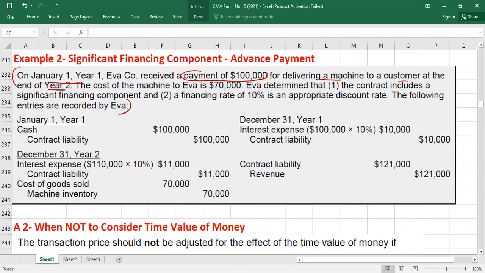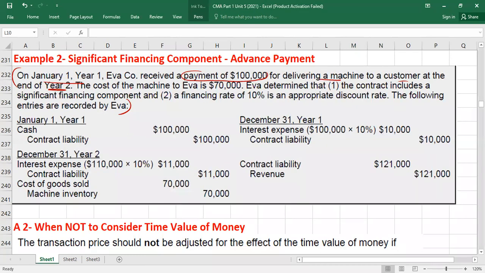So it means the duration difference between receiving the money and delivering the item is more than 1 year. Actually, it is 2 years, because today you are getting money, and after 2 years you will deliver the asset. When will revenue be booked, today or after 2 years? When will your performance obligation be satisfied? After 2 years. It means revenue should be booked only after 2 years. So whatever cash you got today, you have to book as a liability.